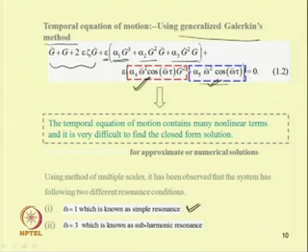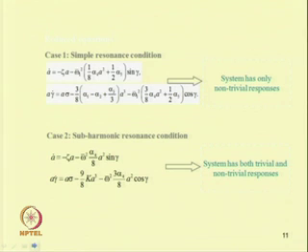So, when omega bar is nearly equal to 1, this is known as simple resonance, and omega bar equal to 3 is the subharmonic resonance. One can observe these two resonances in this case. In case of simple resonance, one can get a set of reduced equations. These are the set of reduced equations in A dot and A gamma dot.